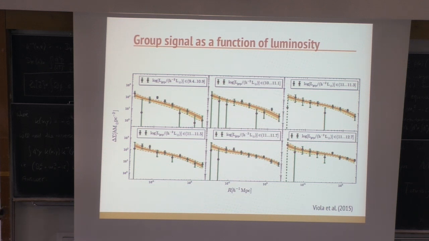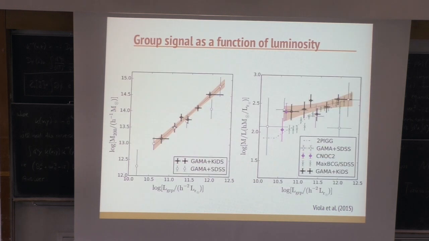When I did my thesis, we had a group catalog of, I think, 40 groups, and we had this 2.5 sigma measurement, and that was state of the art. This is way, way better. So it really shows how much better the measurements have become in the last 15 years. And so we can do this as a function of group luminosity and compare also to other measurements.